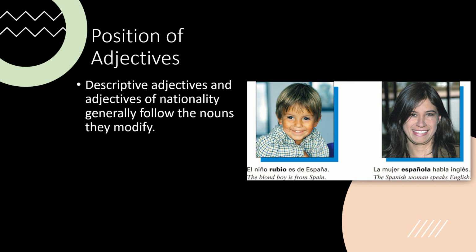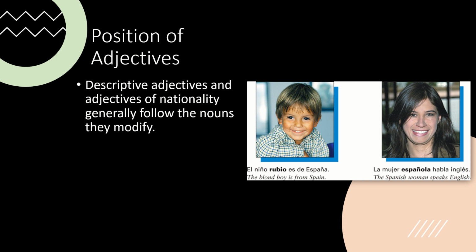You can also see that here in these two examples. The one with the boy is we have El niño rubio es de España. So in English, that would translate to the blonde boy is from Spain. But we know that when we say it in Spanish, we have to say boy blonde. The second example, la mujer española habla inglés. This is saying the Spanish woman speaks English. But we have to remember that when we say it in Spanish, we actually say woman Spanish.